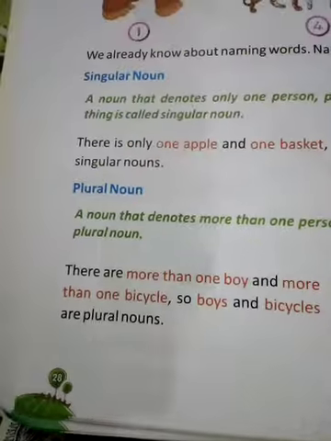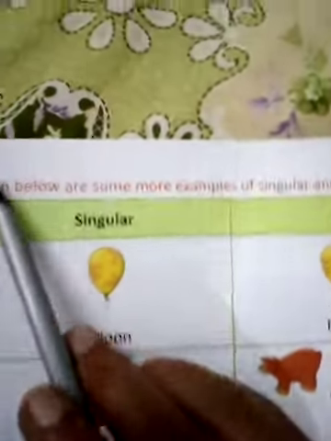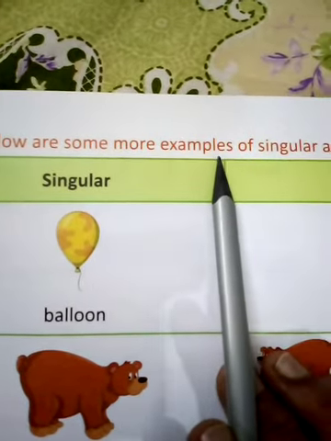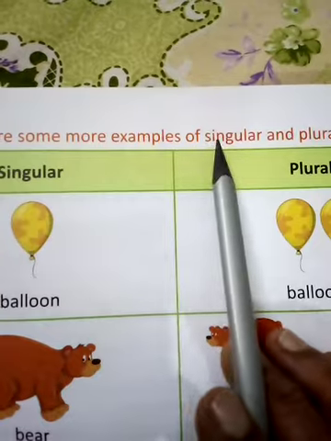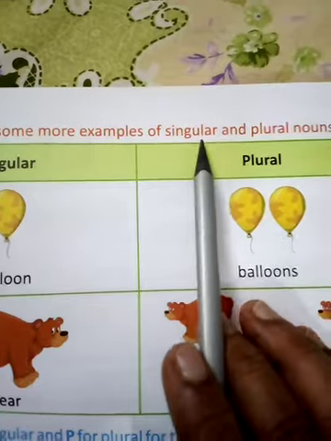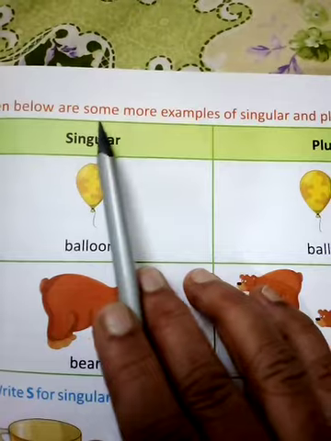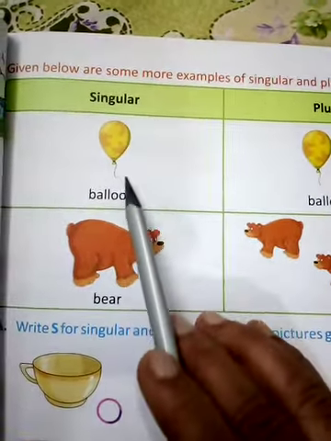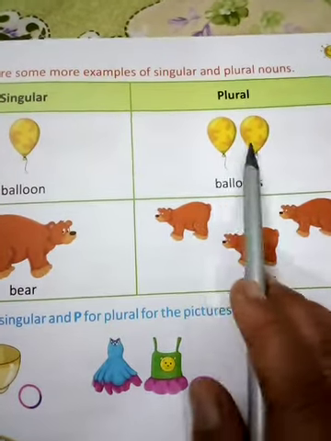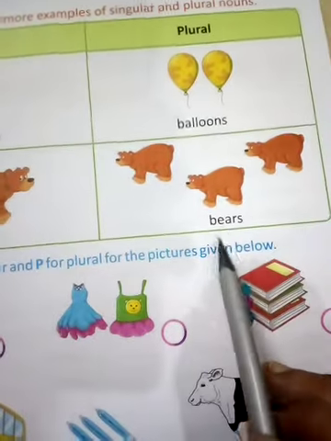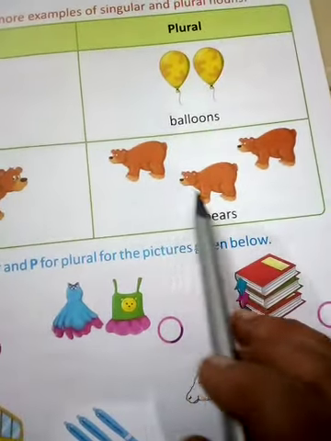Okay, children, now come to the sums. Given below are some more examples of singular and plural nouns. Singular, balloon; plural, more than one, two balloons. Bear, one bear. Bears, more than one bear, 1, 2, 3 bears.